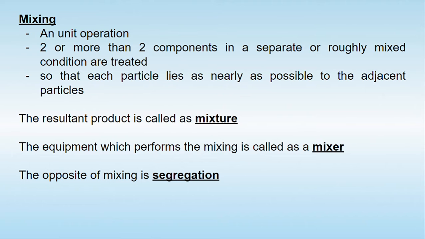The final product obtained at the end of the mixing process is known as a mixture. So be careful about the word mixture. The equipment which performs this mixing operation is known as a mixer. Here again you need to be careful, because sometimes students get confused between the words mixer and mixture. Both are different things. The opposite operation of mixing is known as segregation or separation.